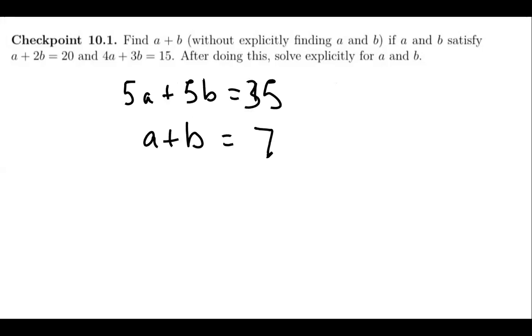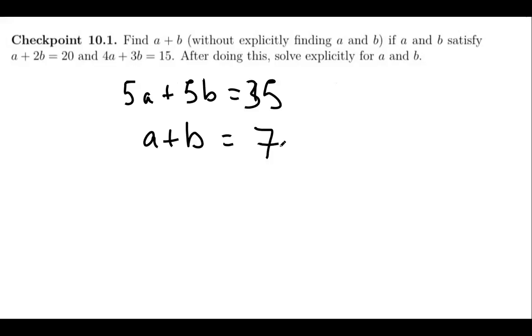Okay, it looks like a couple people have answers, and they're correct. It's a plus b equals 7. So yeah, like the last few problems, we can add them up, and that gives us 5a plus 5b equals, not 15, 35. A plus b equals 7.